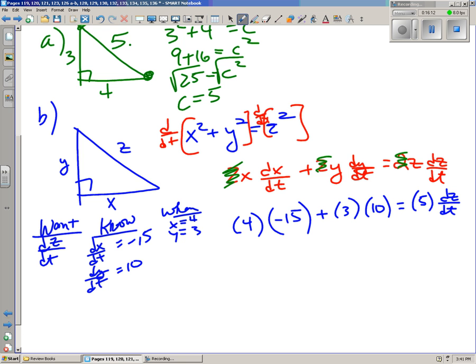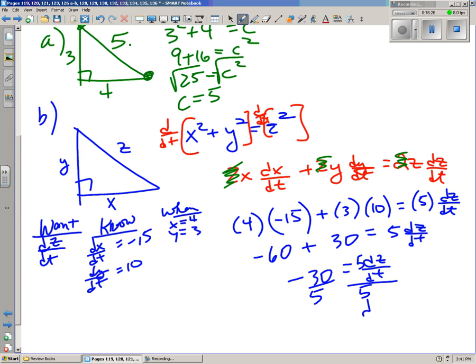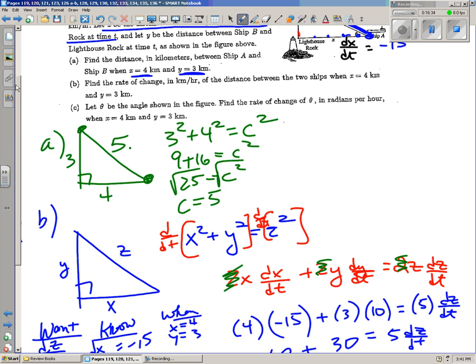So negative 15 times 4 is negative 60, plus 3 times 10 is 30, equals 5 dz over dt. Negative 30 equals 5 dz over dt. Dividing by 5 on both sides, we get dz over dt equals negative 6. And I believe we want units of measure. I'm hoping we want units of measure.